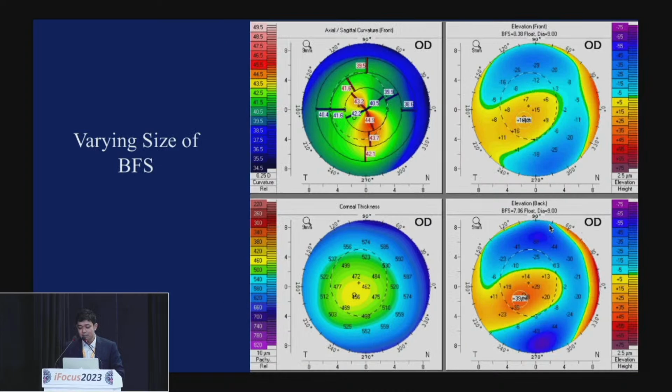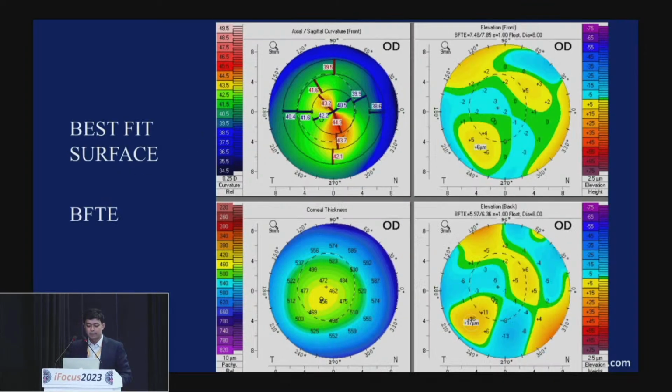If you take a 9 mm best fit sphere, it is highlighting it and showing it as 39. Now, this is the same patient, same cornea, same curvature, but because of choosing different reference spheres, it gives you different values. So, it's important that you look at these and don't look at just the value in isolation, but look at the reference spheres before you make a comparison.